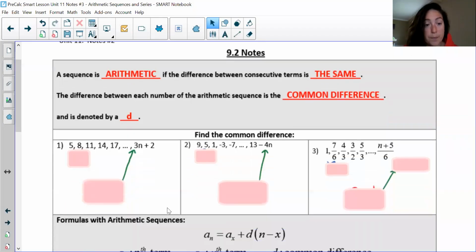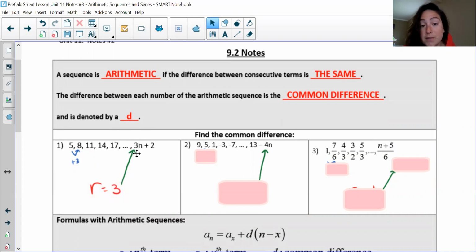So in example 1, we have 5, 8, 11, 14, 17. It appears that each number is going up by 3. 5 plus 3 is 8. 8 plus 3 is 11. 11 plus 3 is 14, etc. So our common difference is 3.